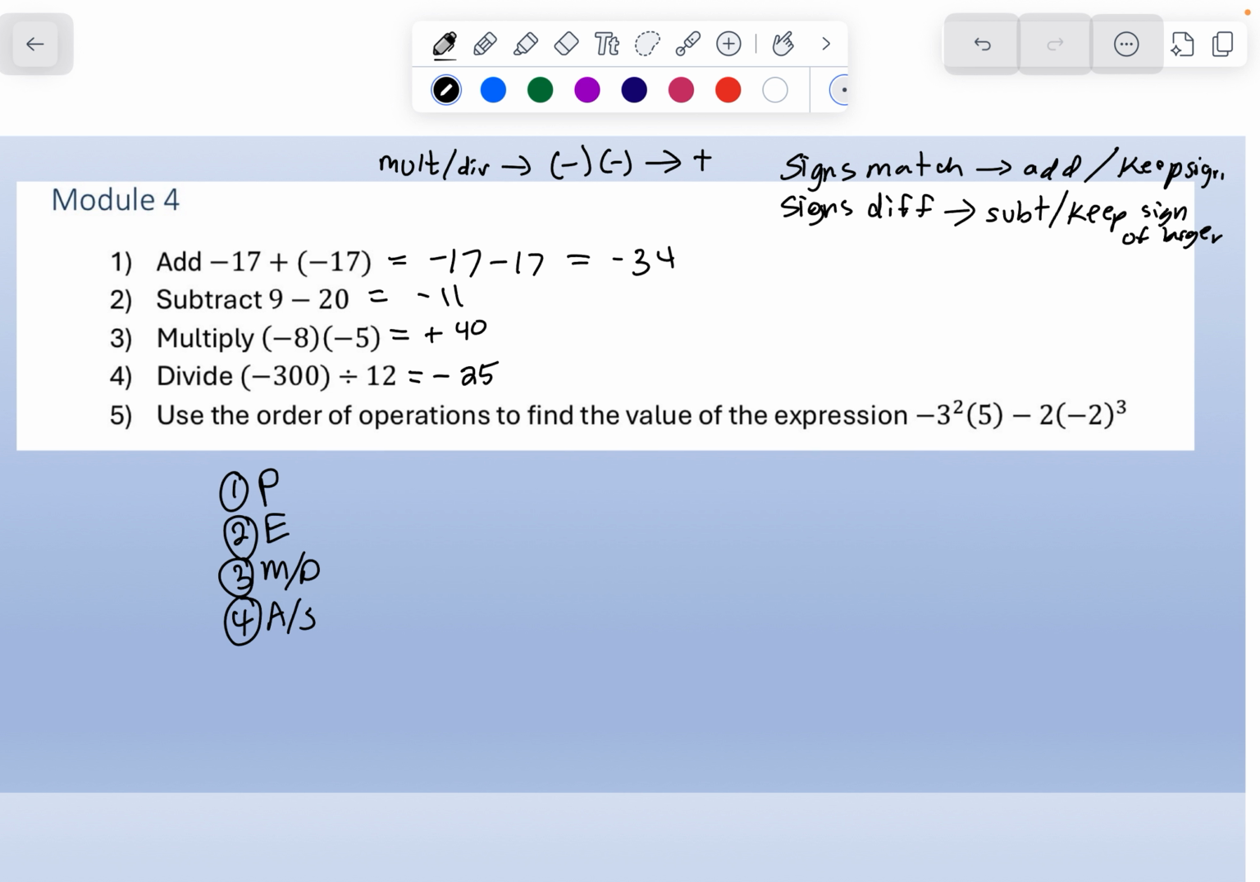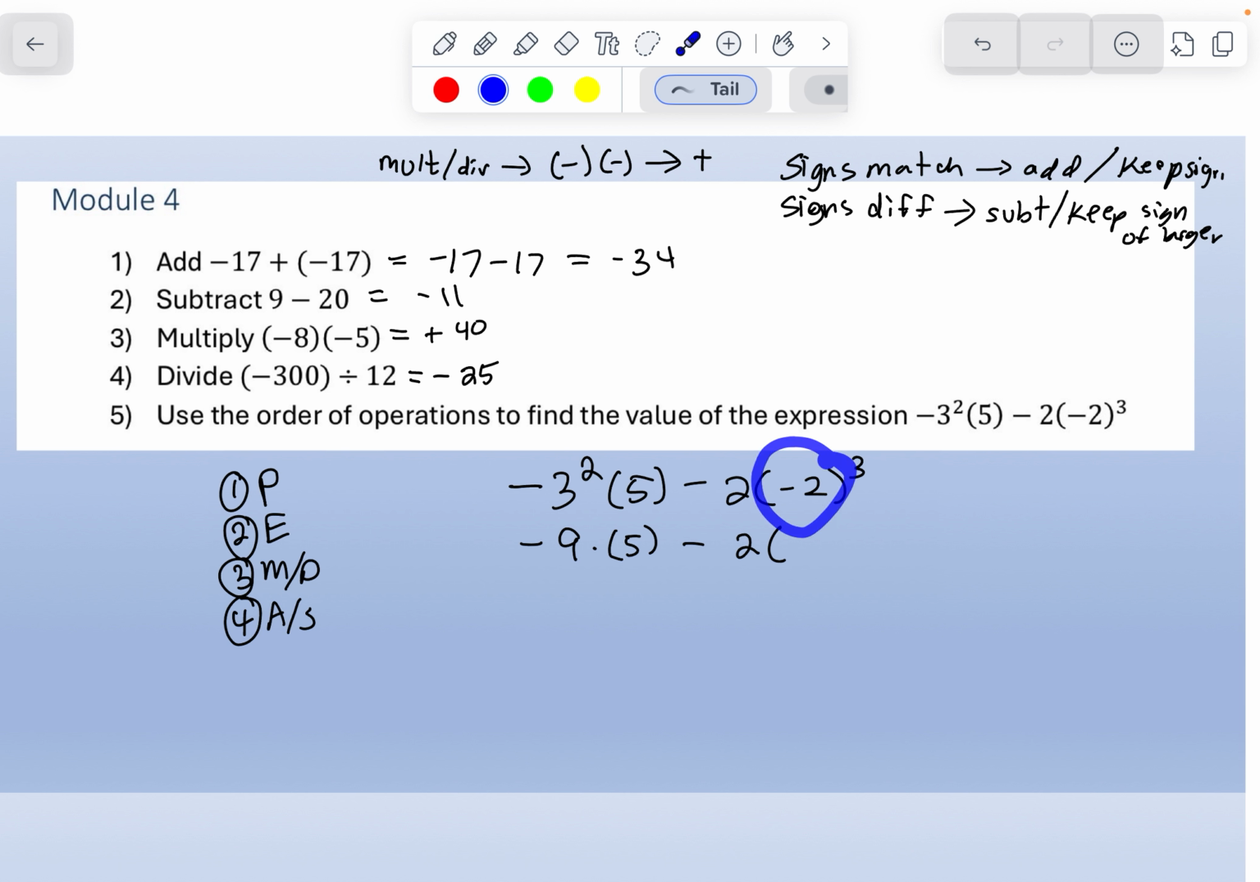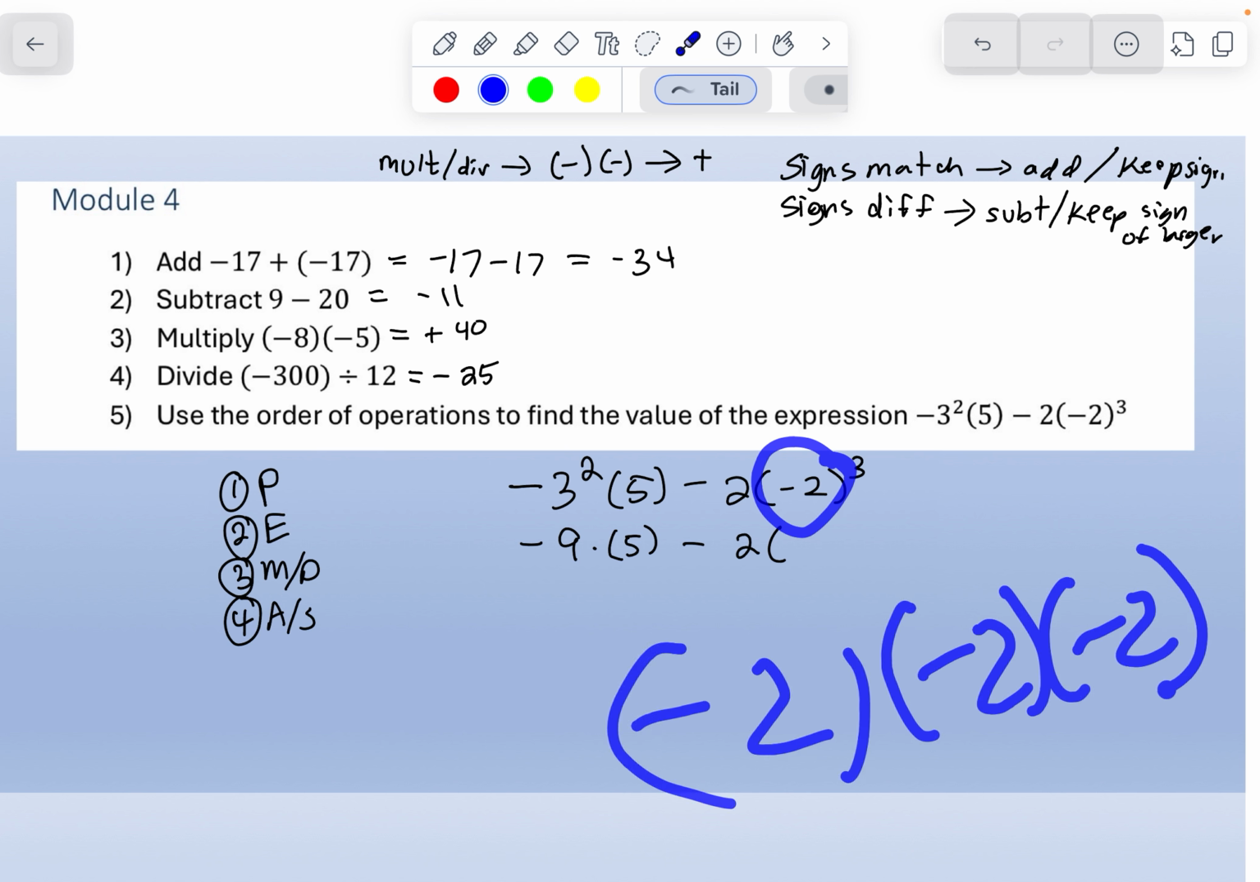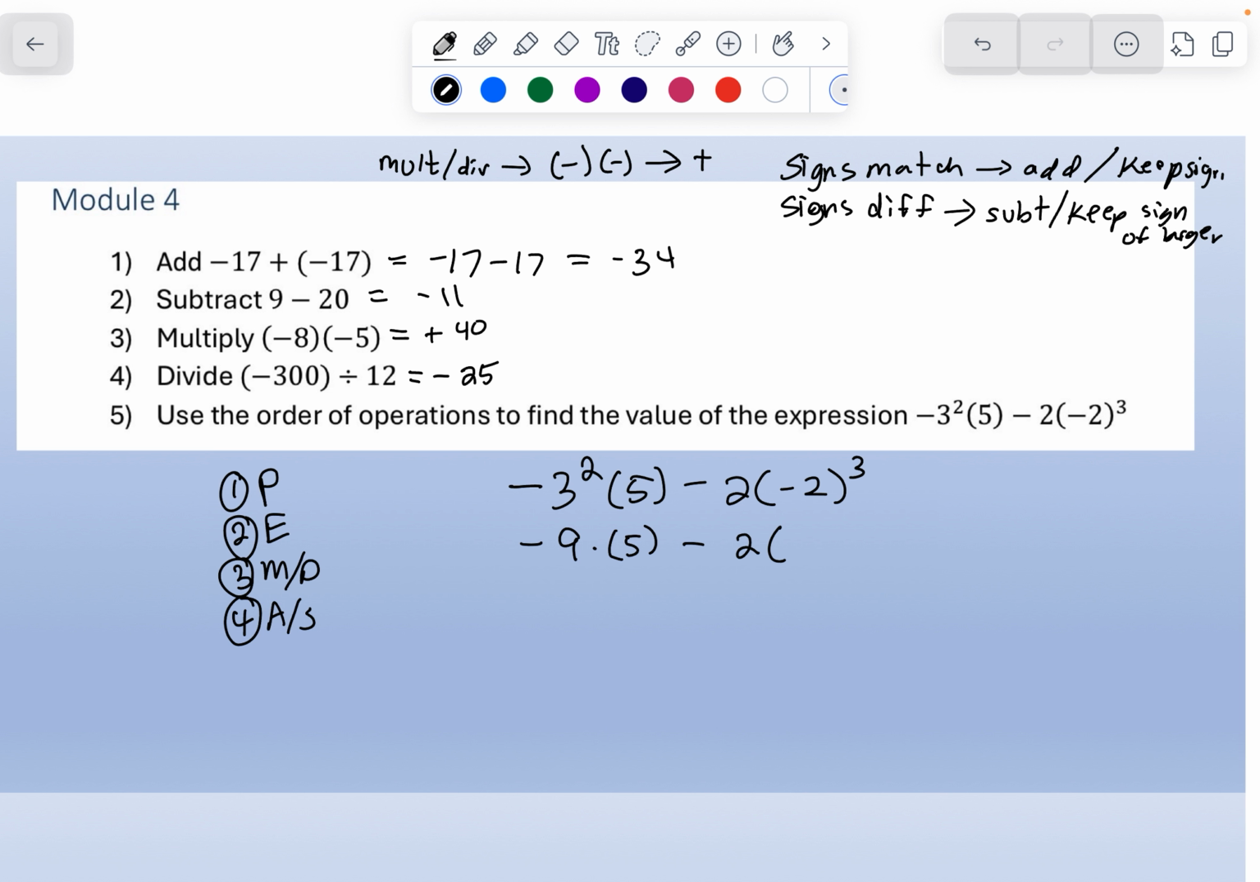So let me write this problem just a little bit bigger. I'm going to write it like they did, okay? So we are going to do the exponent. Now, this negative is not included in this calculation. It is 3 squared, which is 9. So we're going to write negative 9 times 5 minus 2. Now let's talk about this. This is included, so that means negative 2 times negative 2 times negative 2, which 3 negatives are going to stay negative. 2 times 2 times 2 is 8.